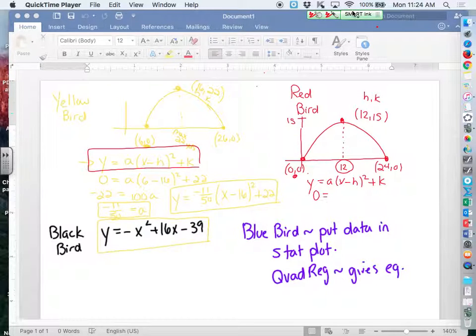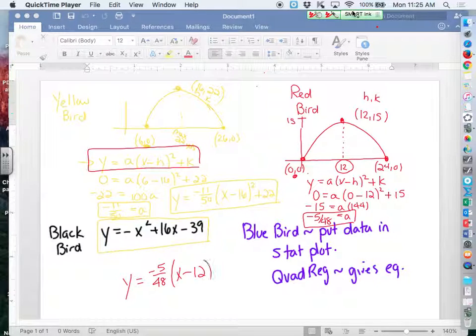So y is 0. Figure out what a is going to be. X is 0. H coordinate is 12. And the k coordinate is 15. And then if we solve for a, we get 144. So A is negative 15 over 144. That reduces to negative 5 over 48. So the red bird's equation, I'm just going to put it down at the bottom here, is going to be y equals negative 5 over 48 times x minus the x coordinate, which is 12, squared, plus that k value, which is 15.